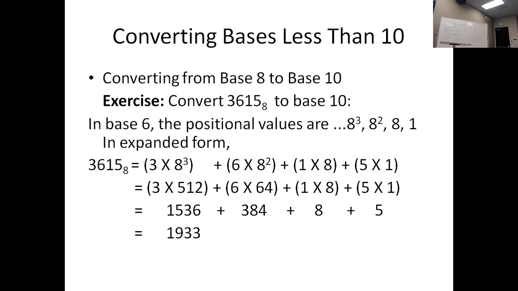The digit 3 is in the 4th position, so it would be 8 to the power of 3. 6 is in the 3rd position, so it would be 8 to the power of 2. 1 is in the 2nd position, so it's 8 to the power of 1. 5 is in the 1st position, so 1 minus 1 is 0, so 8 to the power of 0 is 1.